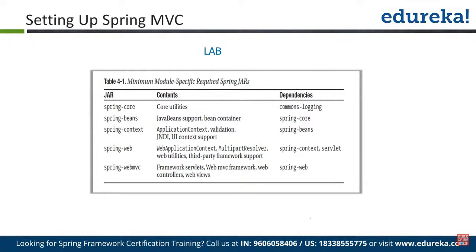Spring core has a dependency on logging, and then back and forth, beans on core and context on beans, like that. Then we have specific web and web MVC jars. Spring web has all the utility and context classes like web application context, multipart resolvers, and all those web utilities, and third-party framework support, which depends on Spring context and javax servlet.